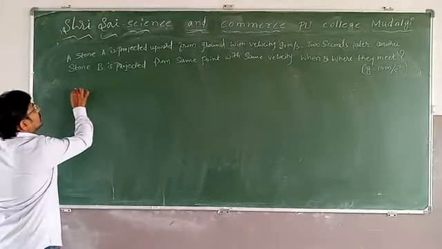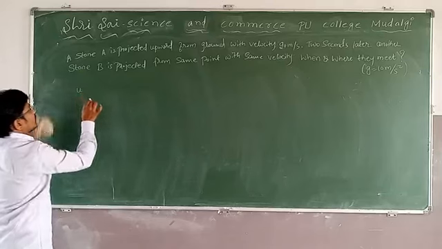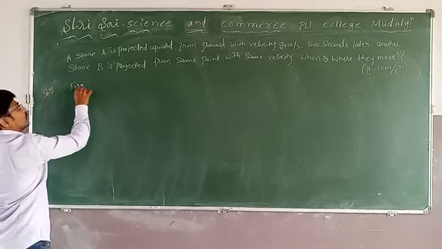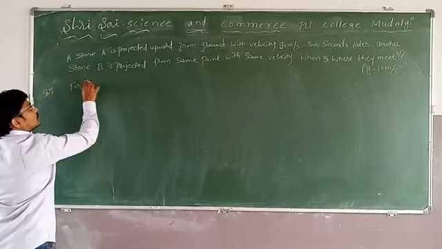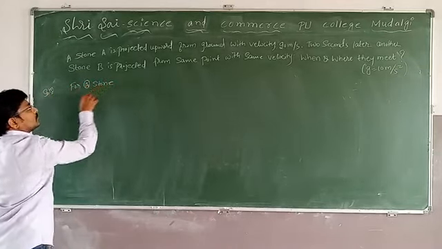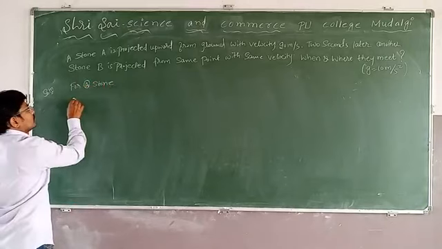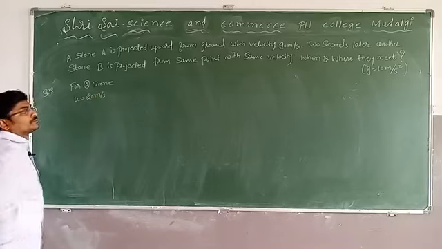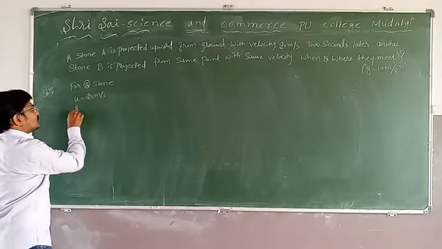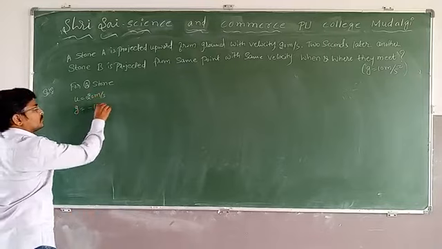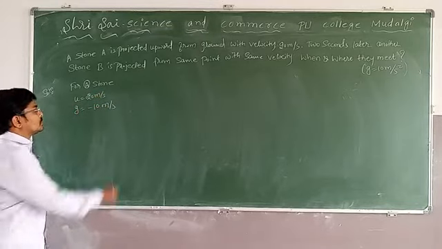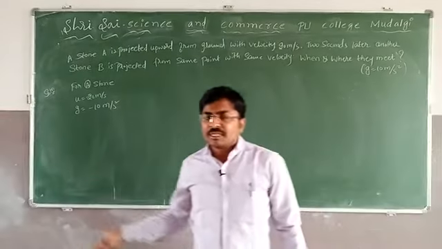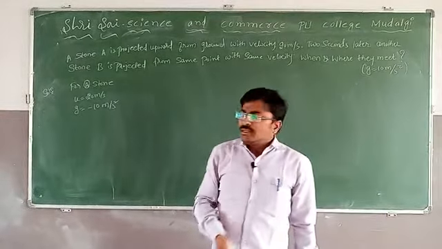See, u is given for A. For the solution, for stone A, the first stone, u is equal to 20 meter per second. g is equal to minus 10 meter per second square. Why is it minus? g is always minus only. When the object is moving in the upward direction, u is plus.